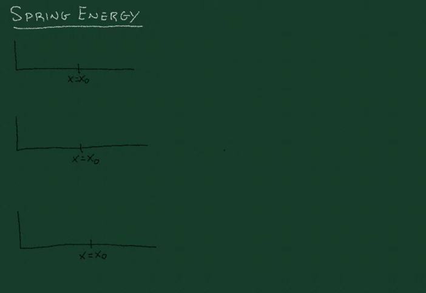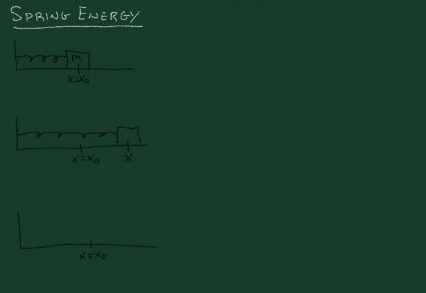Another common form of potential energy is the energy from a spring. So let's say we have some mass m that's connected to a spring and it's at rest. We call this position where it's at rest its equilibrium position. Okay, now let's say we were to stretch it so that now it's at some position x.